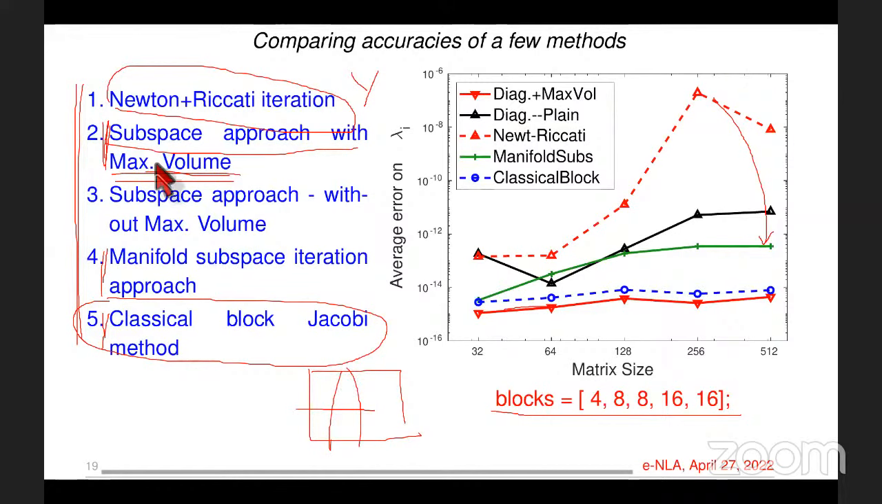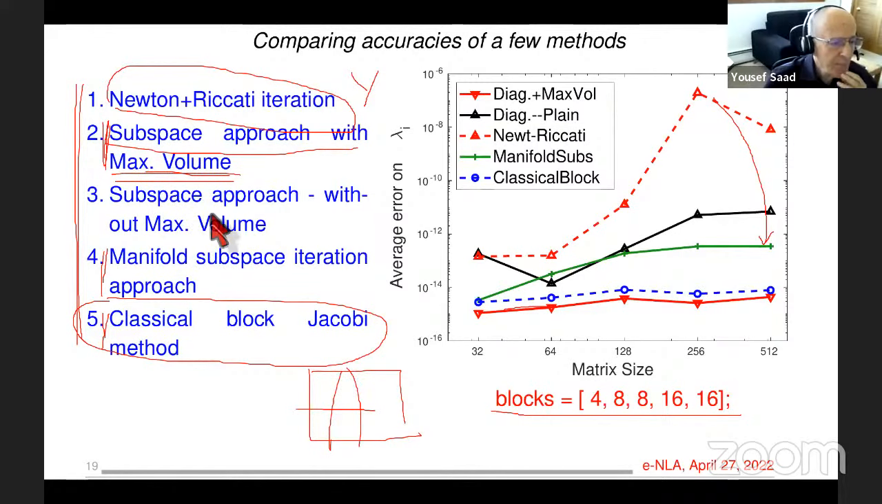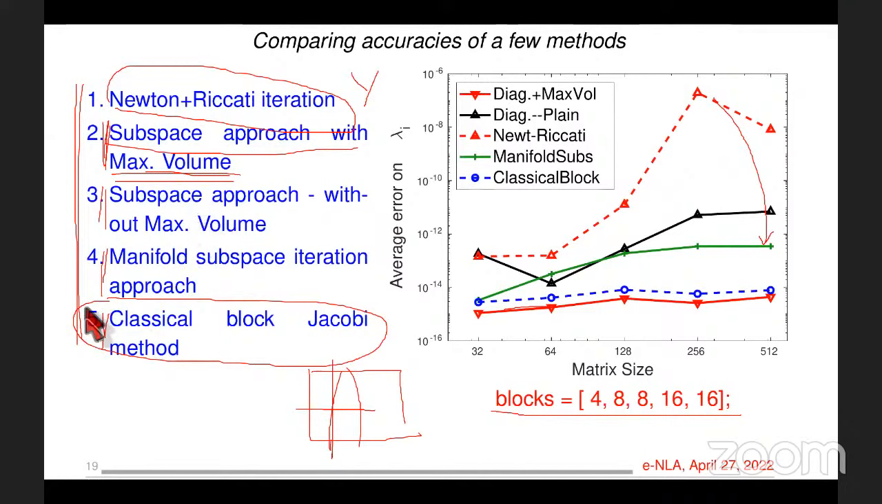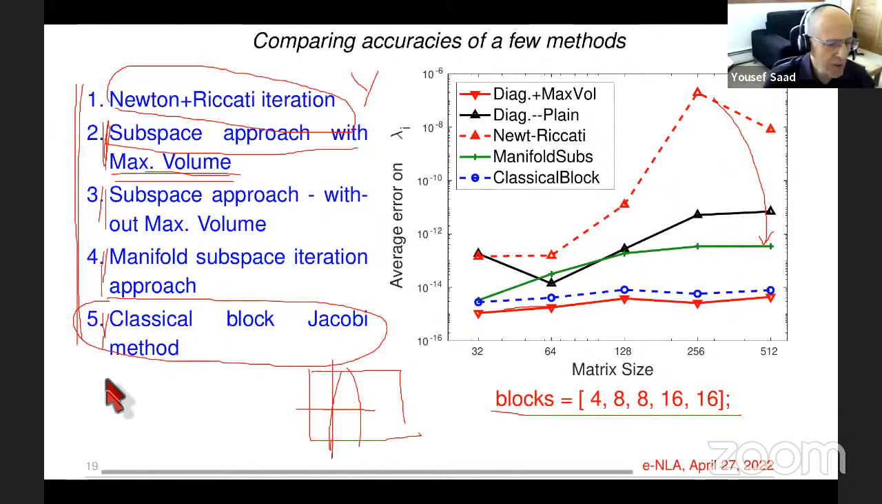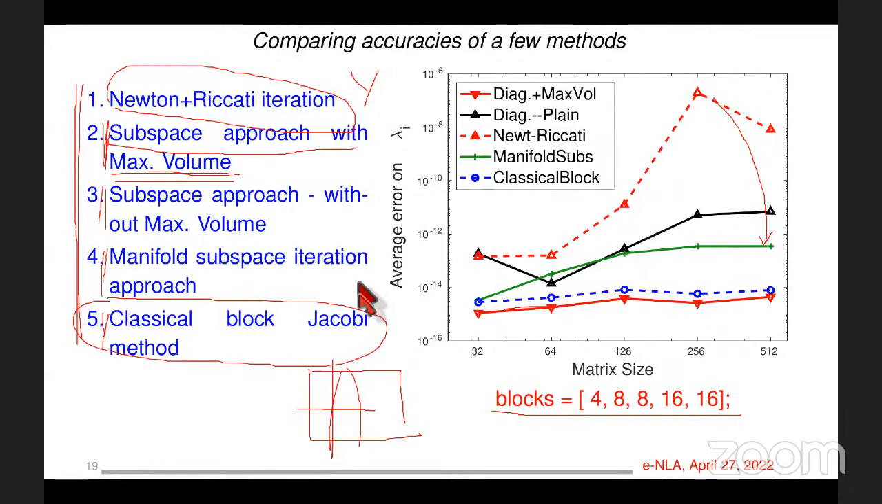So this one just takes the first columns and hopes for the best, that it's well conditioned. I should have explained that. And then you can see that with max volume you could do, of course, infinitely better, and that's expected. This one is a standard approach, the classical one using diagonalization, and this one is just solving the Riccati equation with the Sylvester equation, the expensive way of doing it. Does that clarify it? Yeah, that clarifies it. Thank you very much. You're welcome.